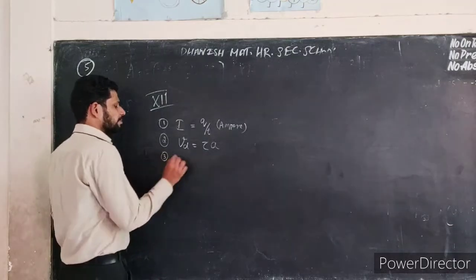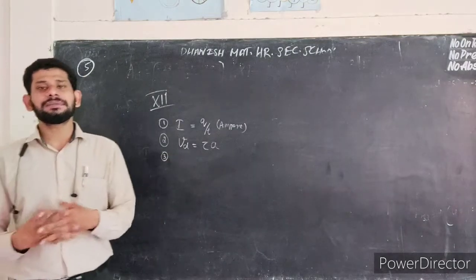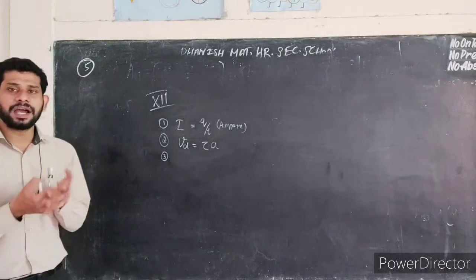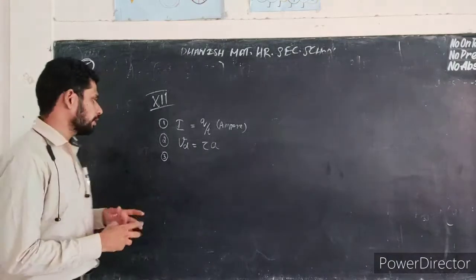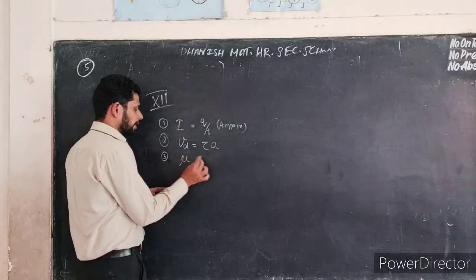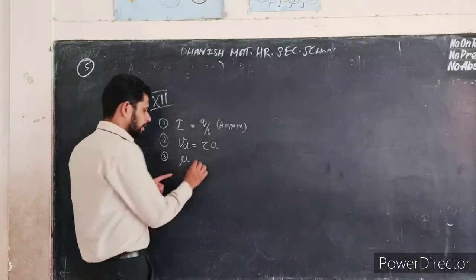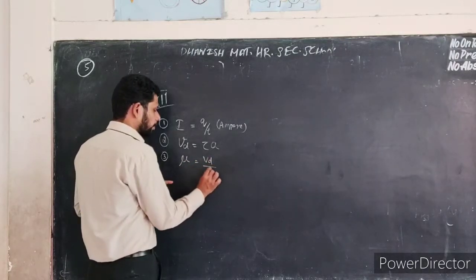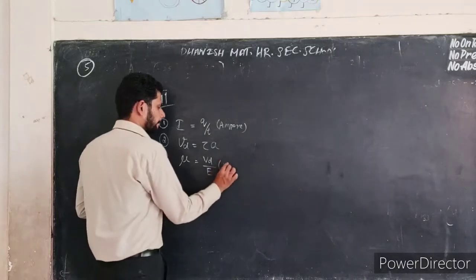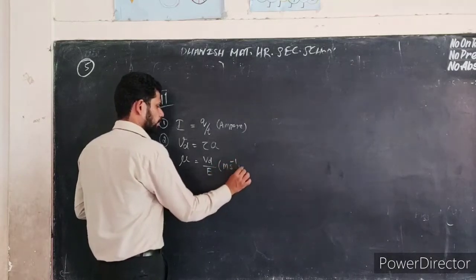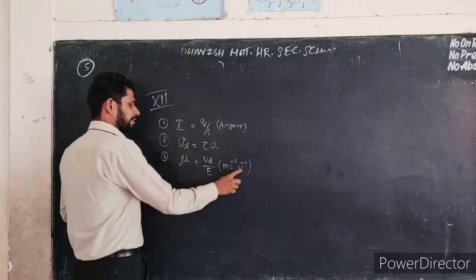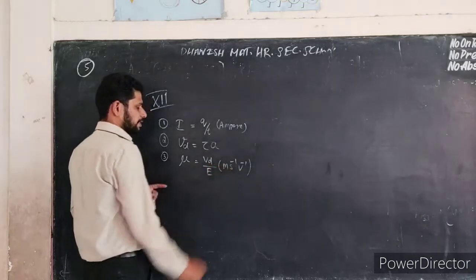And the third one, what is meant by mobility? The mobility is nothing but the drift velocity per unit electric field. Mobility is nowadays denoted by the letter mu. Drift velocity per unit electric field. So what is the unit? Meter per second, per volt per meter. For electric field, volt per meter; for velocity, meter per second.